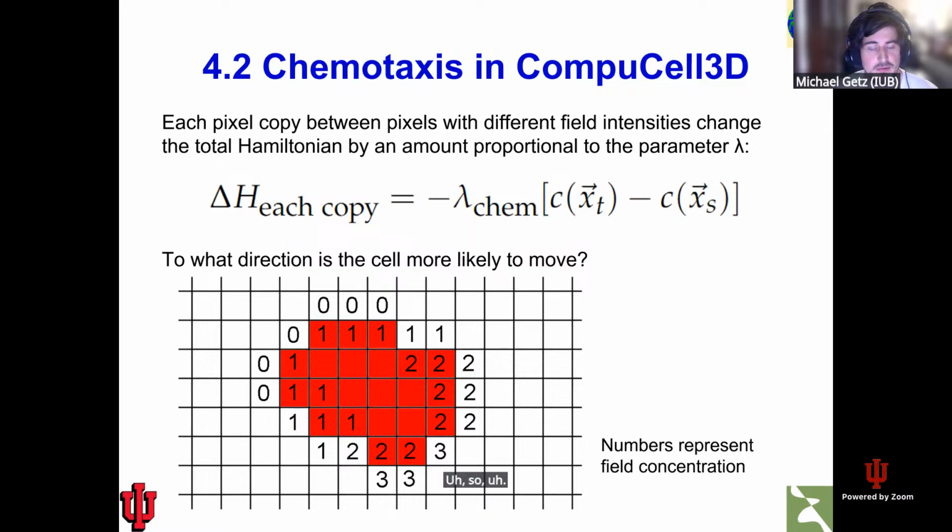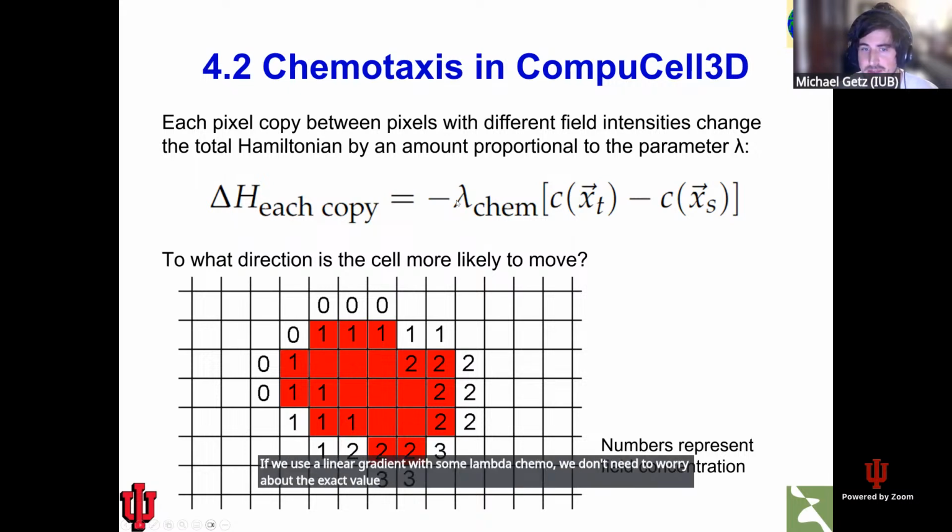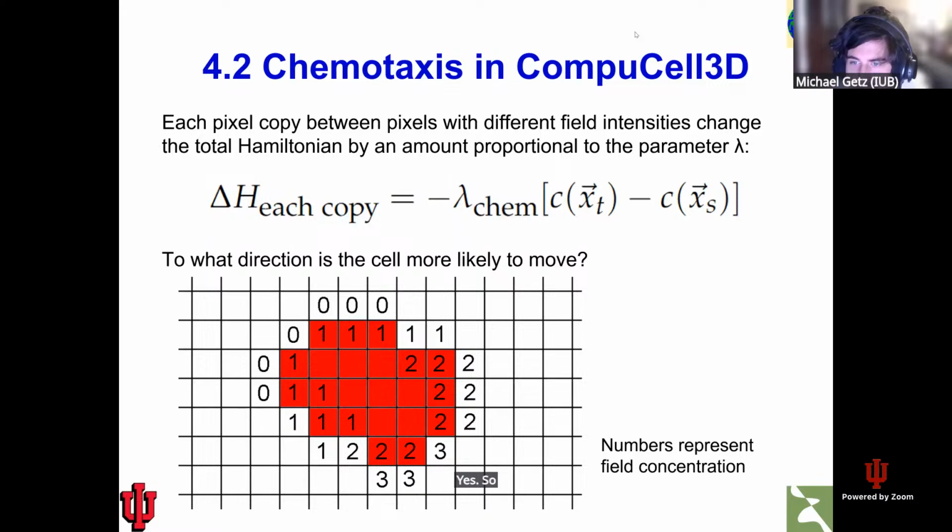What I want to pose to everybody is if we take this cell inside this field, which has the concentrations given by the value in the field, which direction will this cell be more likely to move in? If we use a linear gradient with some lambda chemo, we don't need to worry about the exact value of that lambda chemo. So south, not quite right.